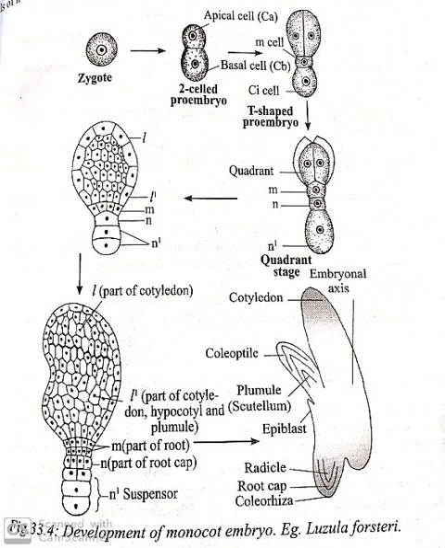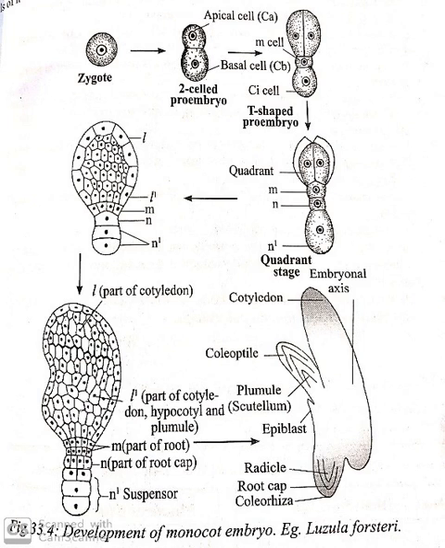Hello students, in this video you are learning about the development of monocot embryo. In the last video we discussed the development of dicot embryo. So in this video, the development of monocot embryo. A typical monocotyledonous embryo development is noticed in Luzula plant.